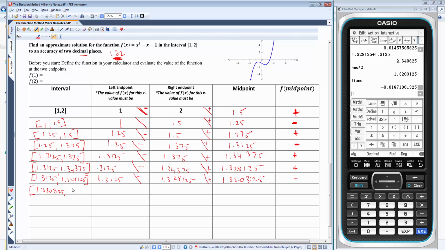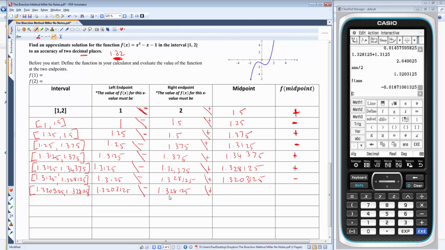1.3203125. The numbers are starting to get really big now. Not big, but number of decimal places. 328125. Okay, so this is just confirming that we're on either side. And we were looking for an approximation that would equal 1.32.